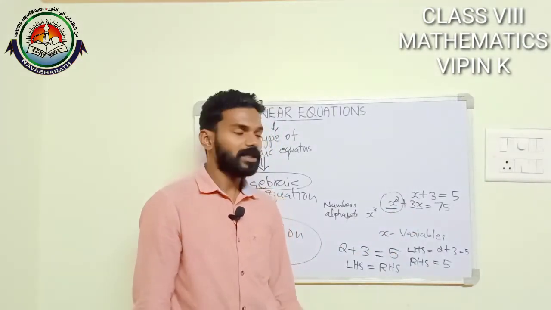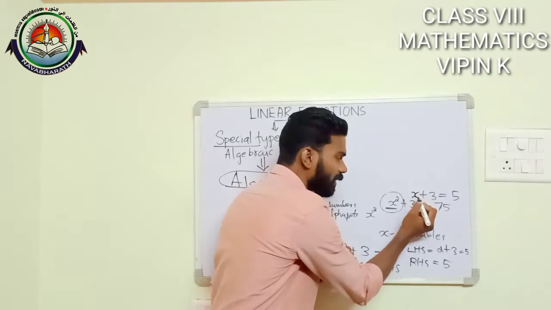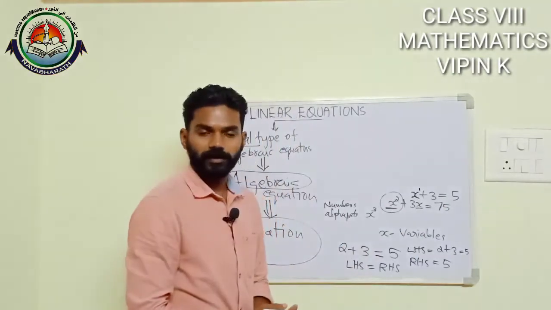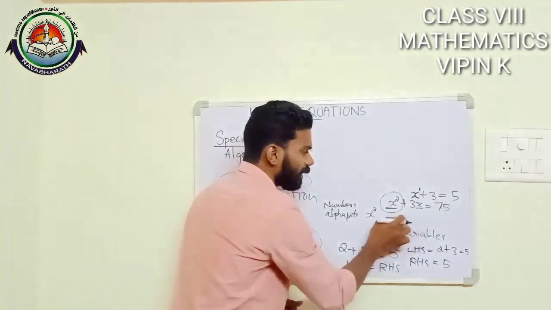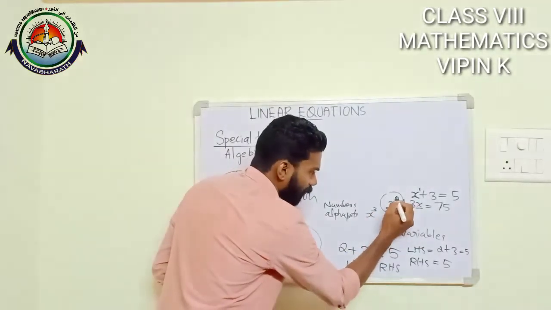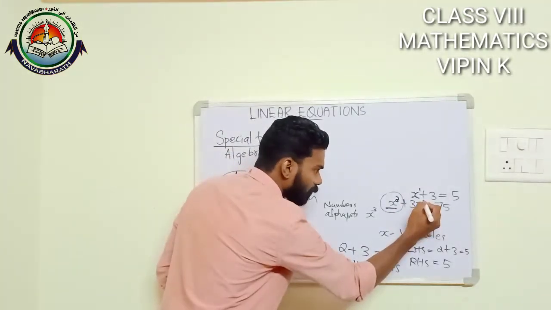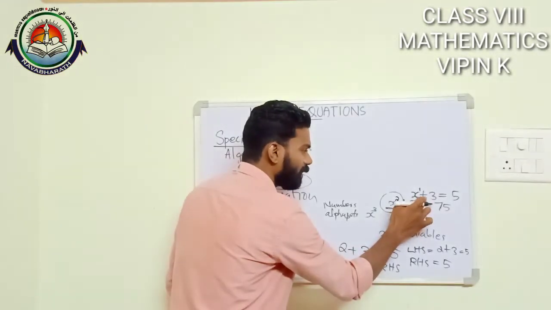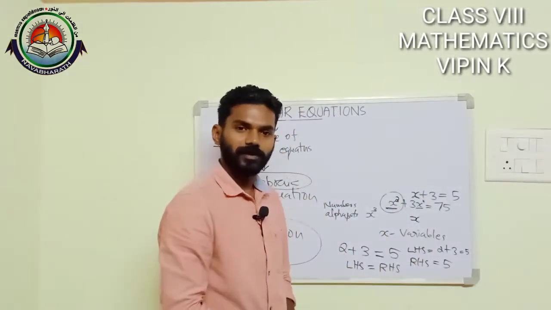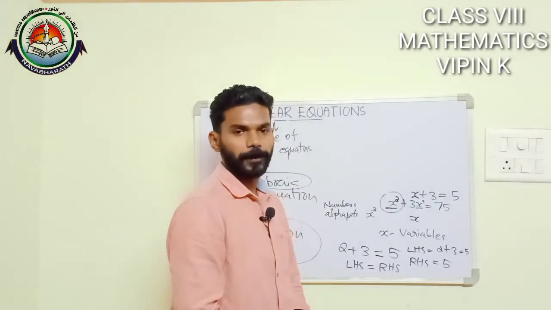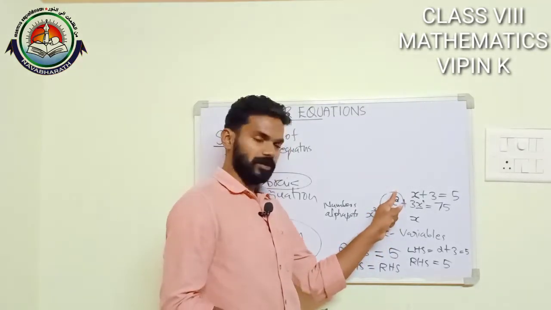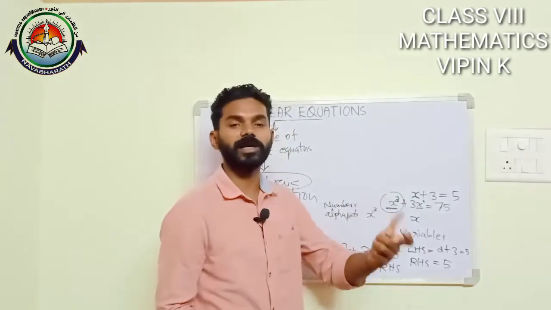Here also we can consider a power for x. Actually, the power of x here is 1. In the equation x square plus 3x equals 75, here the power is 2 and here the power is 1. Usually we do not write the power 1. If we write simply x, it means x to the power 1. But x to the power 2 is represented with the 2 written on top of the x.